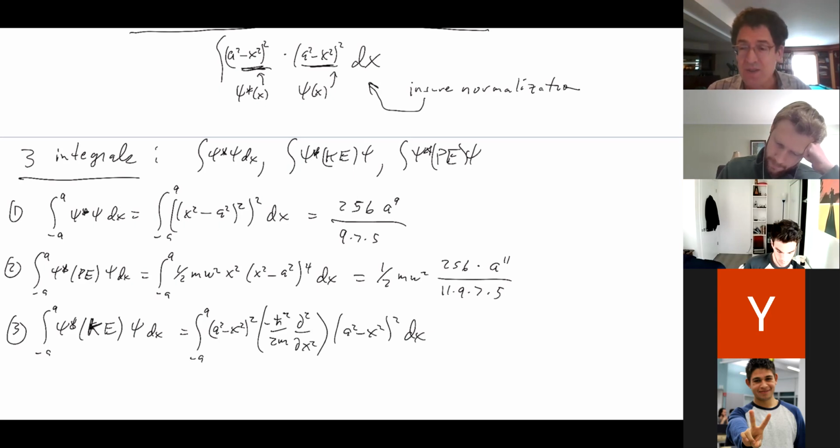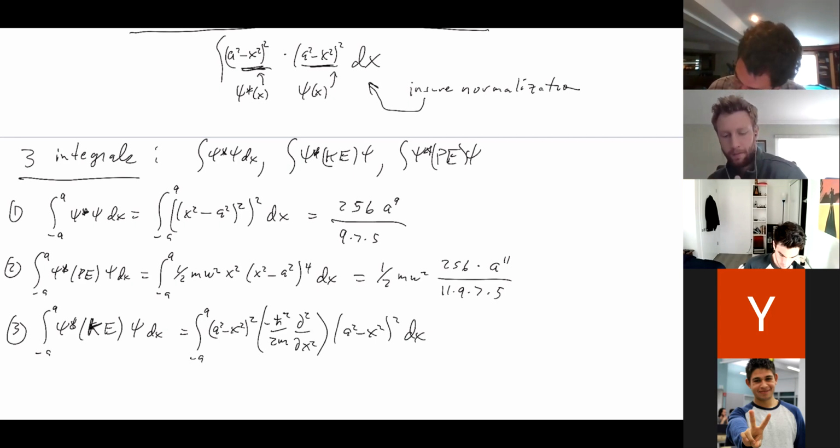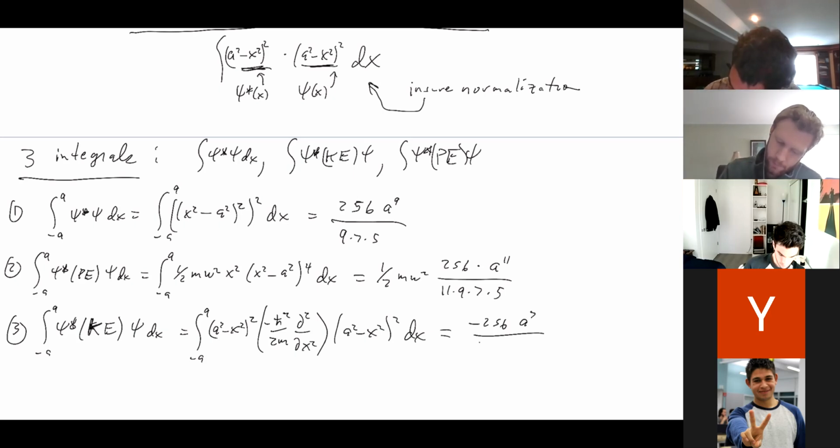Like, you could do it. It's not like some insane differential equation that you have no idea how to solve. It's just an integral of a polynomial, which you know how to do, and some derivatives. It's tedious, but it's doable. So let's say that you did it, and you get negative 256 times a to the 7 over 7 times 5 times 3 times negative h bar squared over 2m. That's what you would get if you ground through all that algebra.